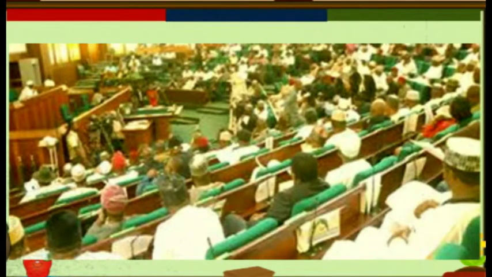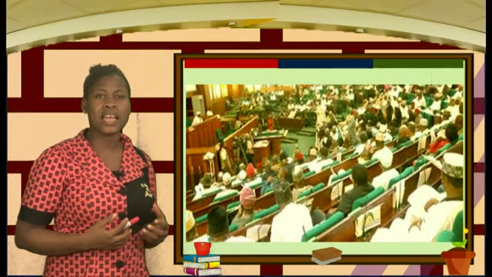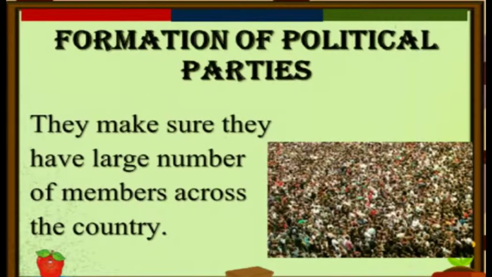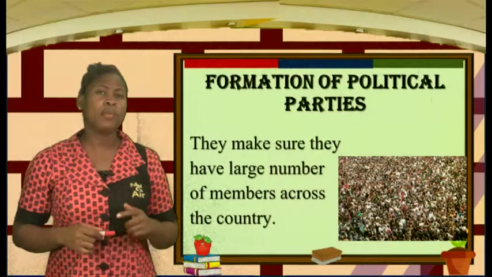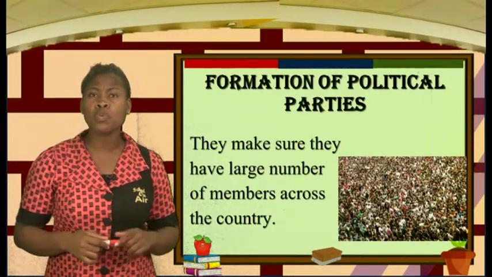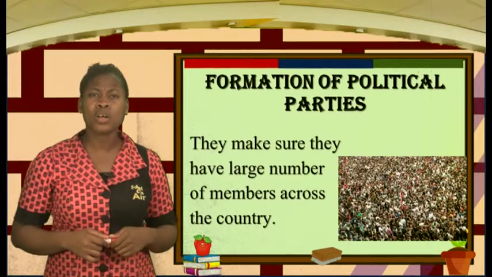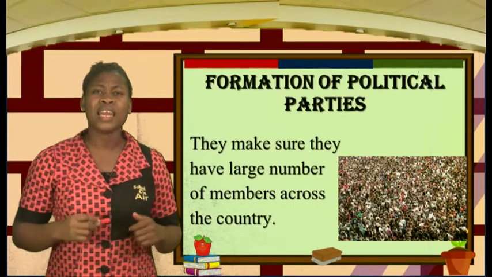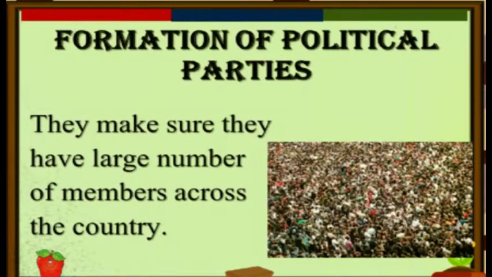This is a picture of leadership taking place, and each and every one of these leaders belongs to one political party or the other. In the formation of political parties, their members make sure that they cut across every state of the country. A political party is not just formed in one state. It is formed in more than one state, and they also have a large number of members within the political party.